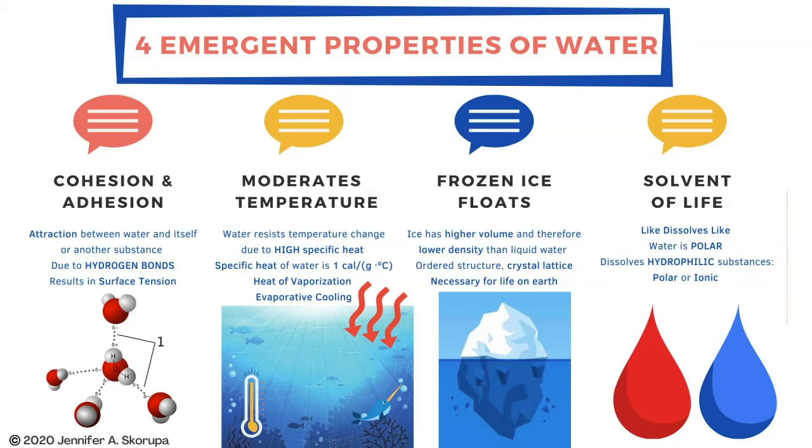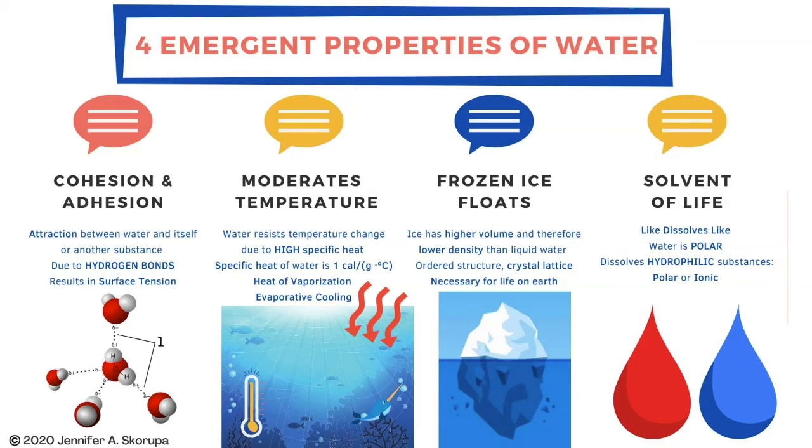There are 4 emergent properties of water which lend to its benefits. 1. Adhesion and cohesion are an attraction between water and another substance or water and itself. Cohesion also results in surface tension, which allows insects to walk on water. 2. Moderation of temperature. Water can absorb a large amount of heat with only slight changes in temperature. This is due to water's high specific heat, which is the number of calories needed to raise 1 gram of a substance by 1 degree Celsius.